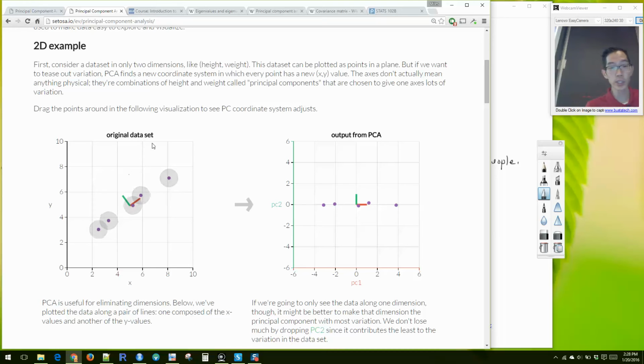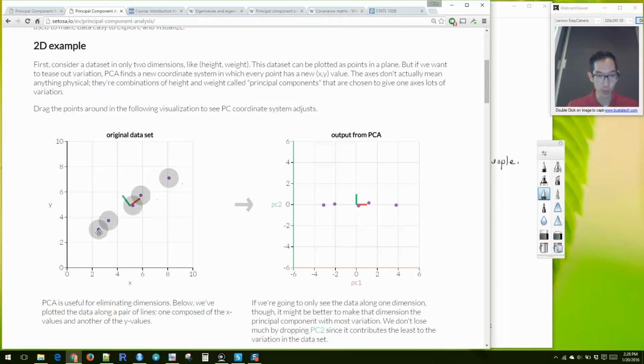What principal component analysis does is it says, I want to try to reduce this, or not even reduce, I just want to find the dimension that exhibits the most amount of variation. And so that is this red dimension.